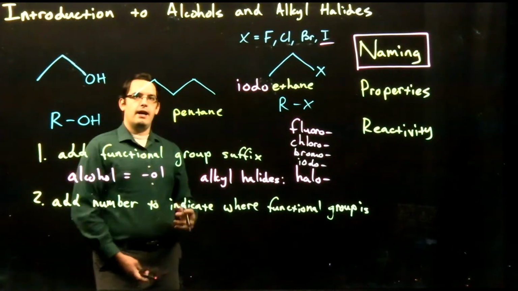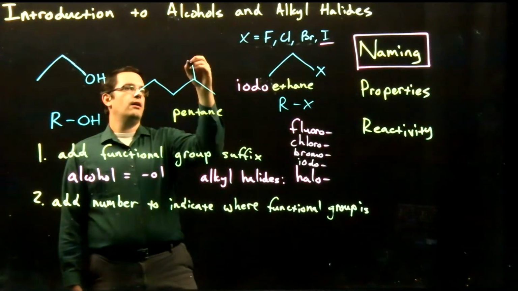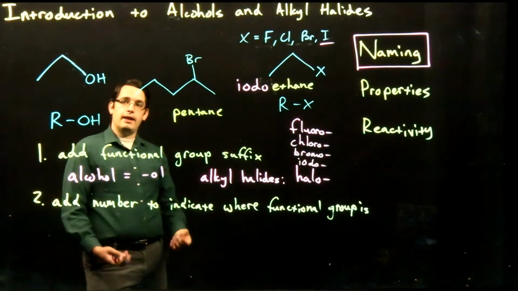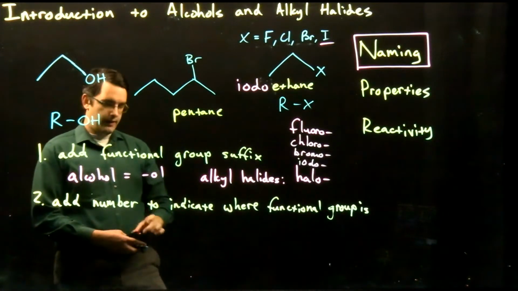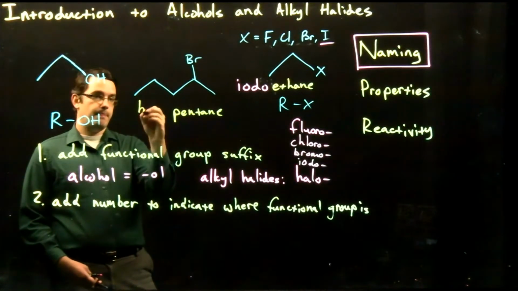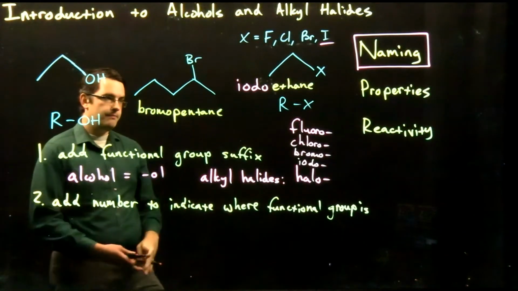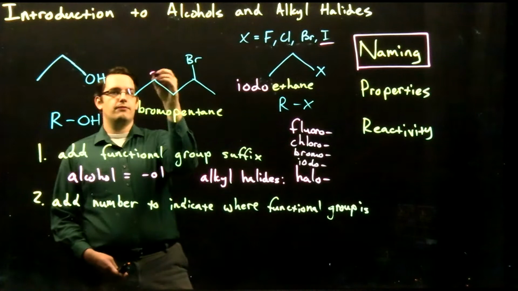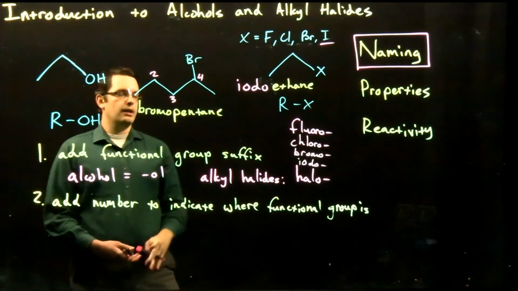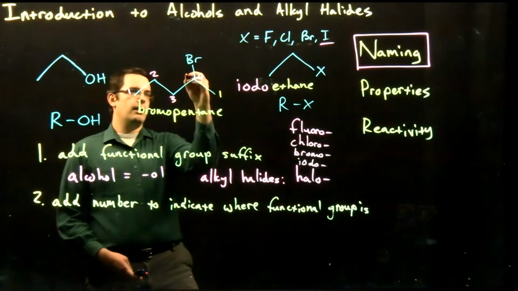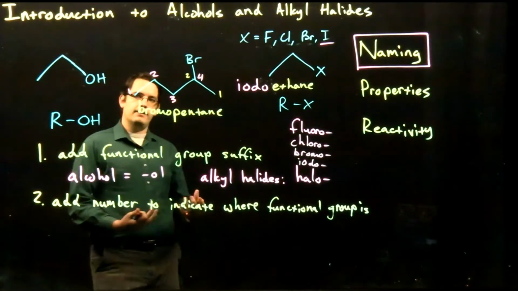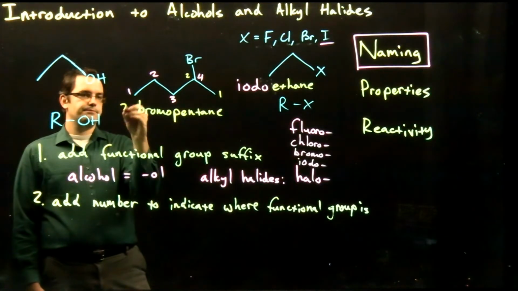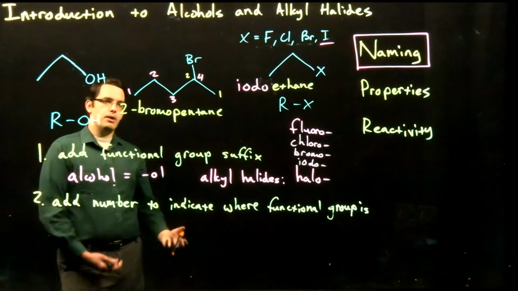And now, let's say I have a bromine over here on the right. So I need to use a number to indicate where my bromine is. I know that it's going to be called bromopentane because that's my prefix for bromine. But I just have to add a number there to tell me where it's at. If I number from the left, I get 4. If I number from the right, I get 2. I want to use the smallest possible number to indicate where my bromine is. So this becomes 2-bromopentane.